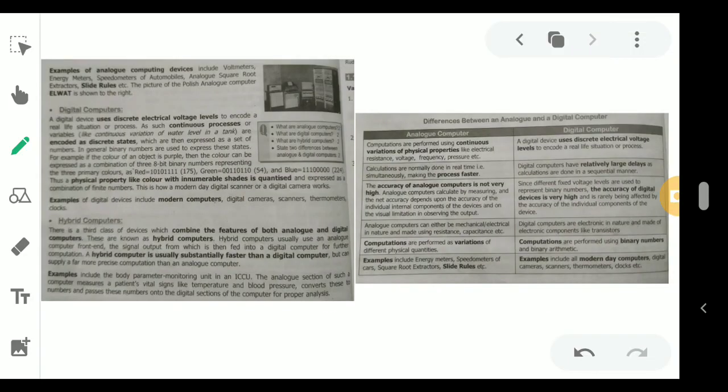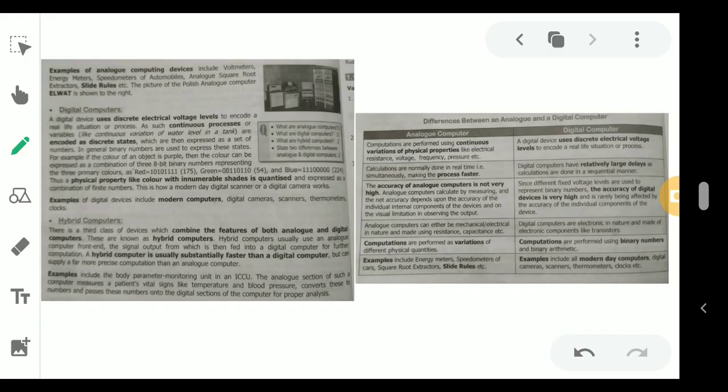Examples of analog computing devices include the voltmeter, energy meter, speedometer of an automobile, analog square root extractor, slide rules, etc. These are examples of the analog computer. And now we will talk about the digital computers.